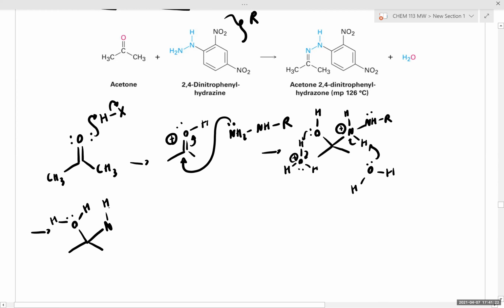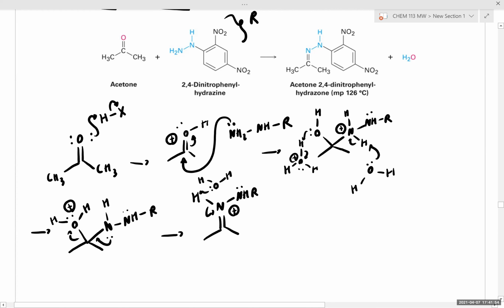So after our proton transfer, we now have set up our substrate to kick out and lose this wonderful leaving group, water. That in turn gives us our iminium ion. And for our last cleanup step, we're just going to deprotonate the iminium ion to give us our neutral isolable imine.